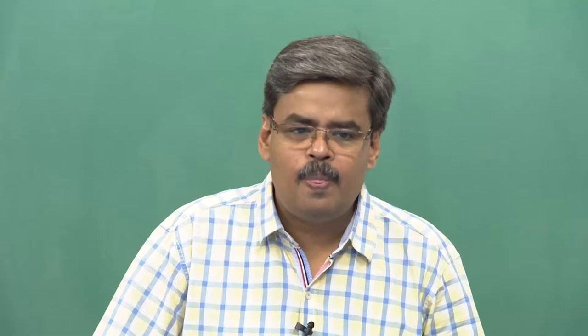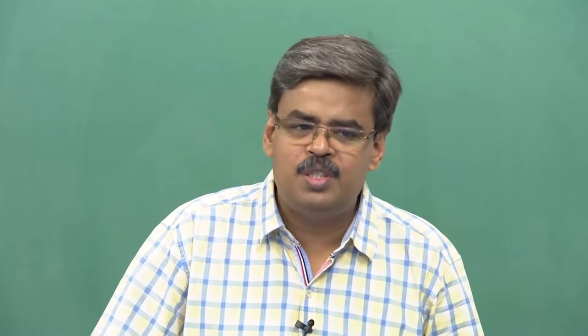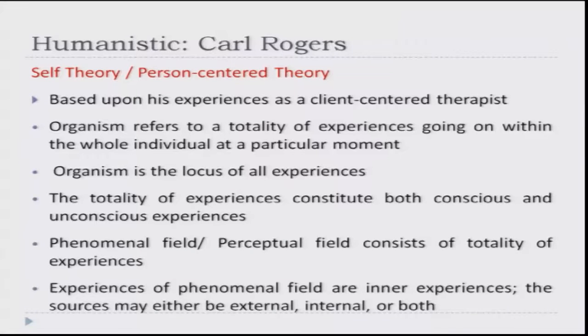We now come to Carl Rogers, the second well appreciated person in this school of thought of humanism. Carl Rogers' proposition is called self theory or person centered theory, and this is primarily because it is based on his experience as a client centered therapist. He gets the credit for introducing this new method of therapeutic intervention. Now, Rogers basically talks about the organism, which is of utmost importance in his approach. With organism, he refers to the totality of experience going on within that very individual in a particular moment. So, organism is basically the locus of all experiences that Rogers talks about, and the totality of experience constitutes both the conscious as well as the unconscious experience.